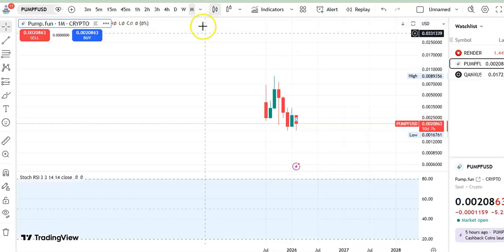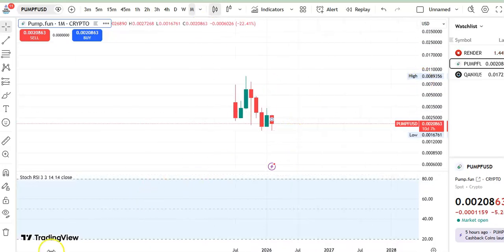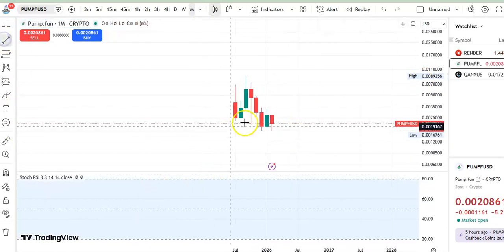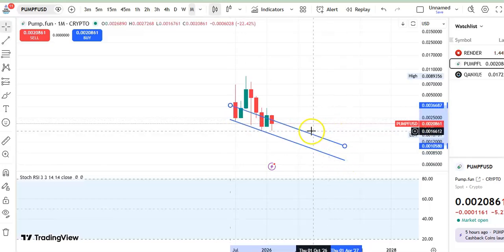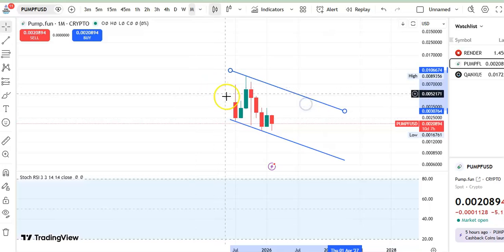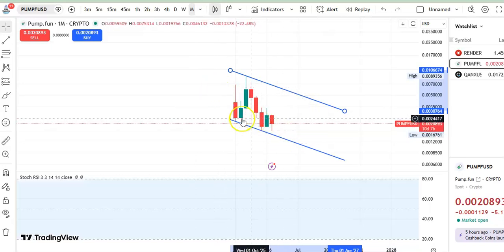So let's begin. You can see that I'm in the monthly chart. Let us draw the trend lines. You can see this is the support trend line and this is the resistance trend line. You can see the channel is moving in a downtrend channel pattern. Initially it started from support, went to resistance, and then the fall has been continuous.